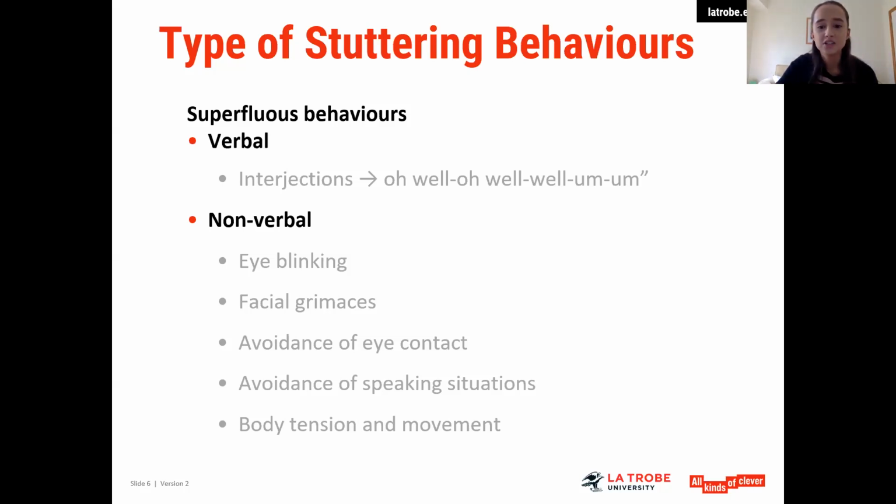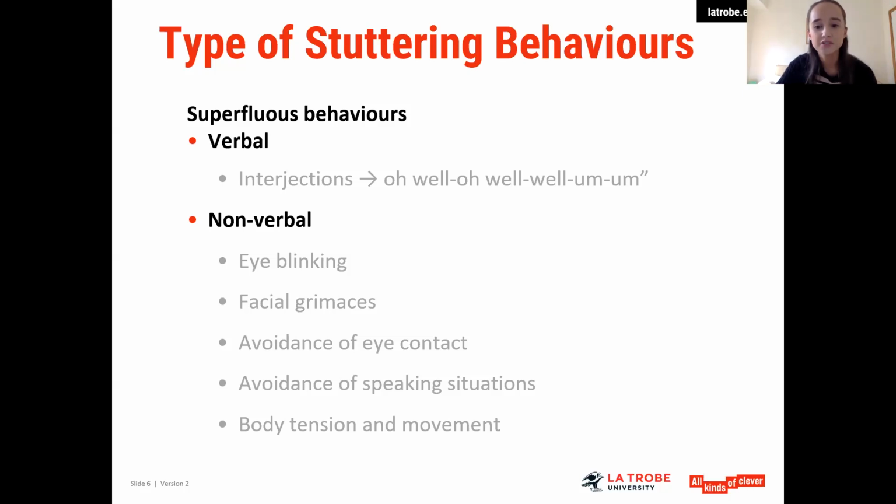Verbal behaviours include interjections, so for example, oh well, we are all guilty of inserting fillers such as and like in typical speech. So the frequency of this behaviour needs to be considered in relation to its impact on the targeted message.